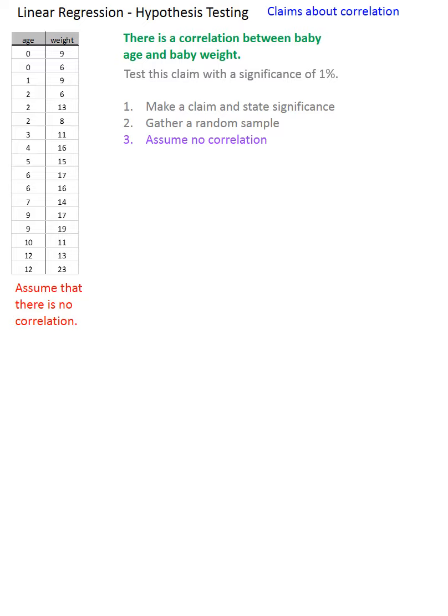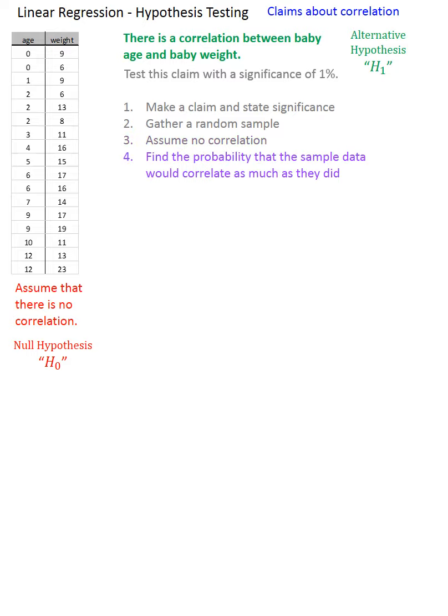So, first thing we do is assume there's no correlation. Now, this is counterintuitive. In the back of my mind, I'm thinking, of course there's a correlation between baby's age and baby weight. But we're going to assume to the contrary, that there is no correlation. Our so-called null hypothesis might be useful in actually proving the opposite of what we're assuming here, which is the alternative hypothesis. So, same game plan as last time.